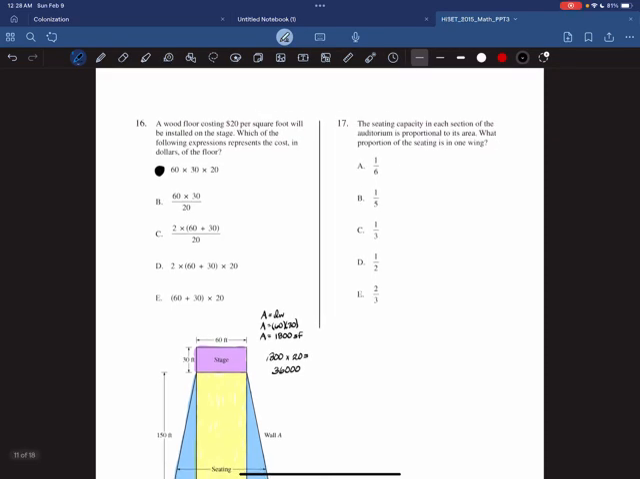Number 17, and this is considered a difficult question. The seating capacity in each section of the auditorium is proportional to its area. What proportion of the seating is in one wing? Now, I'm going to show you two ways to do this problem. And I'm going to show you the mathematical way first.